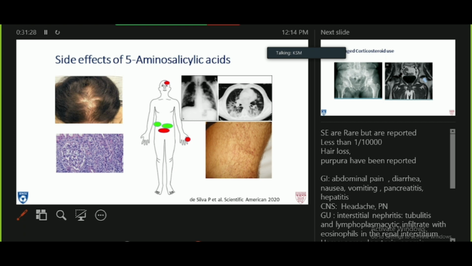By and large, the 5-ASA drugs are considered to be relatively benign. They've been around for about 80 years, but I've had patients come to me with alopecia because of the 5-ASA drugs. They can get headaches, abdominal cramping, worsening of diarrhea. Tubular interstitial nephritis is a very rare complication. They can have hematological abnormalities like thrombocytopenia, which can cause purpura. And I have seen a few cases in my practice of interstitial pneumonitis caused by 5-ASAs, which resolved after discontinuing the drug.